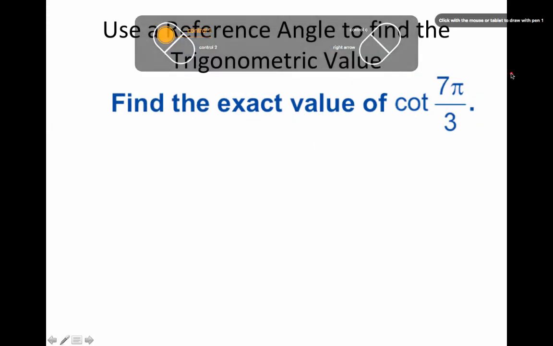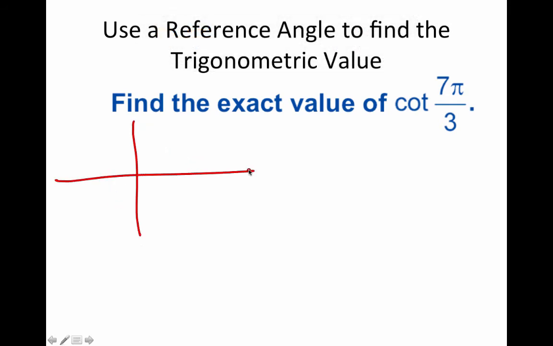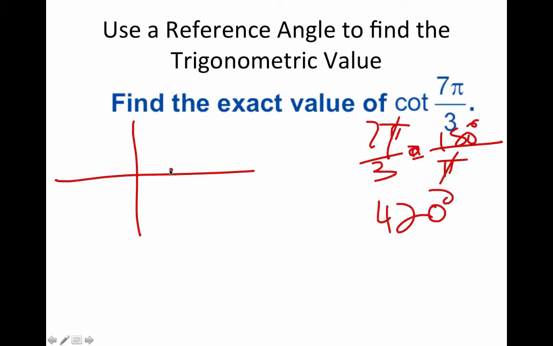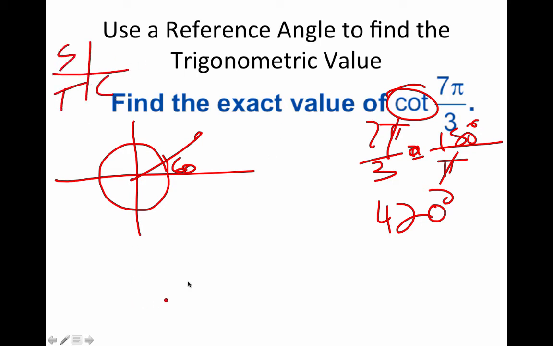7 pi over 3. The first thing I need to do is figure out what 7 pi over 3 is. 7 pi over 3 times 180 over pi is 420 degrees. And I went 60 past 360. Oh, my reference angle is 60. I don't like cotangent, so I'm going to find tangent. STC, 30, 60, 90, with sides 1, 2, square root 3. Tangent is square root 3 over 1. But I'm in quadrant 1.